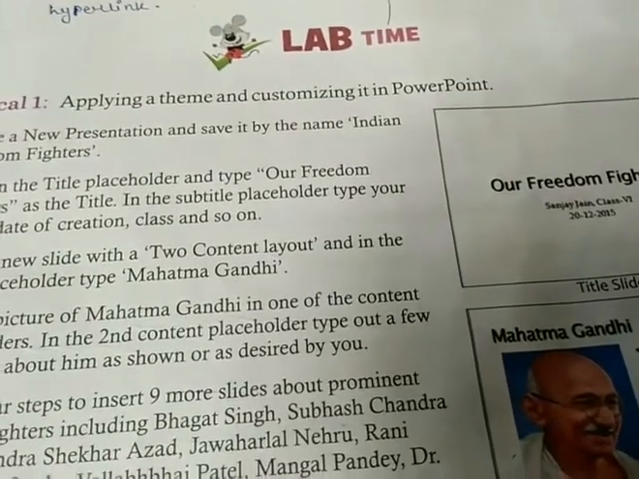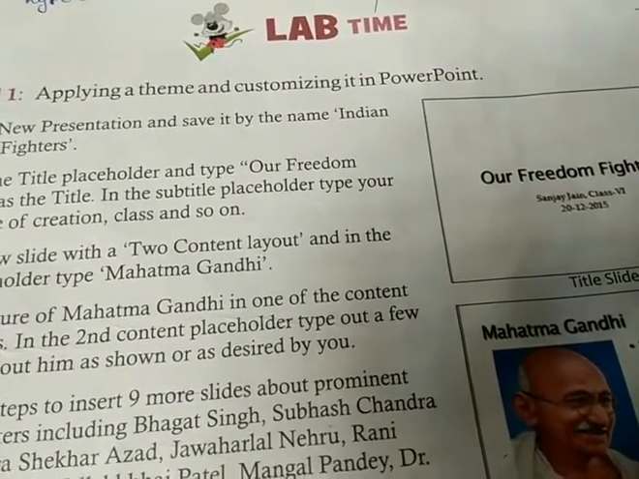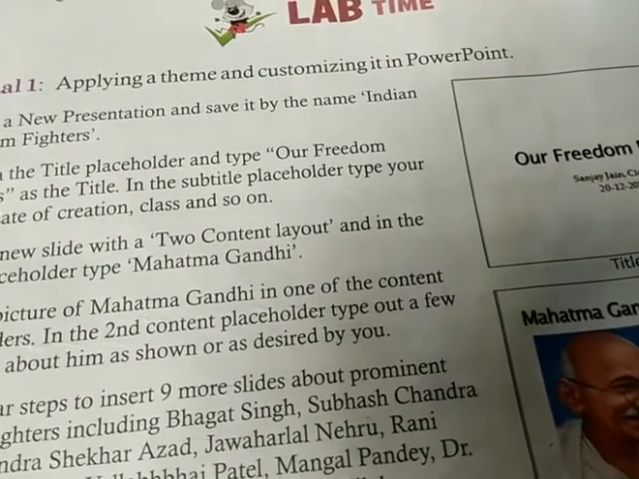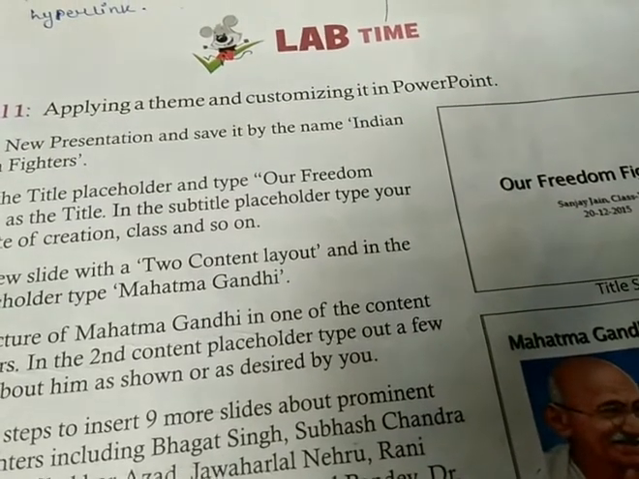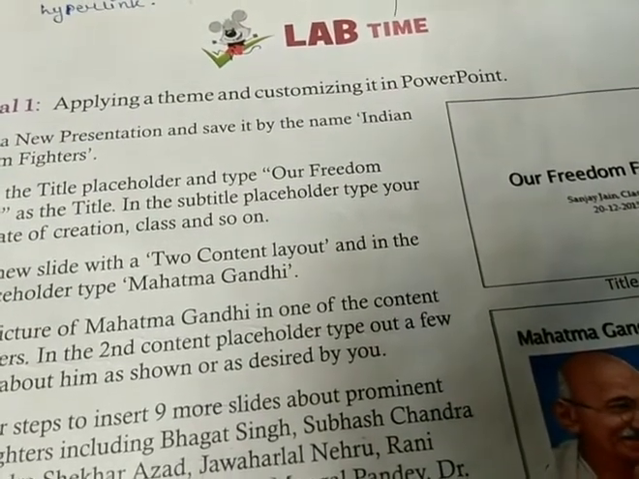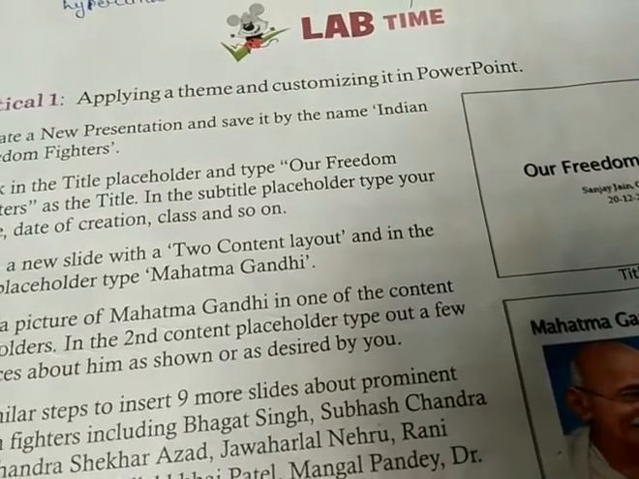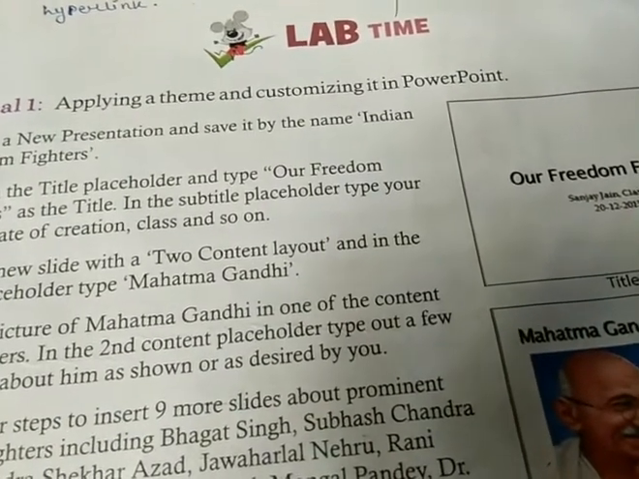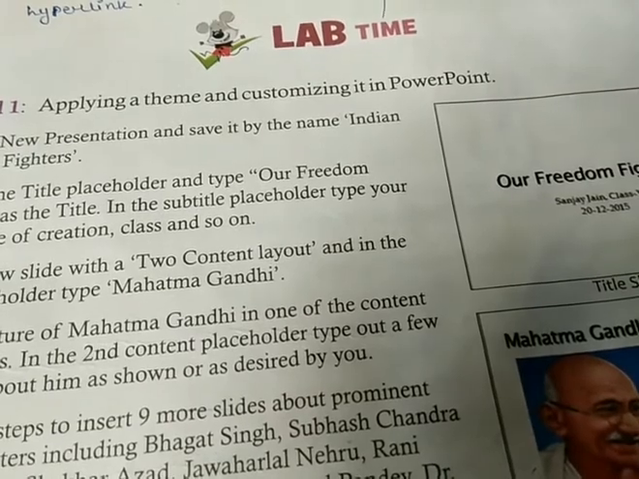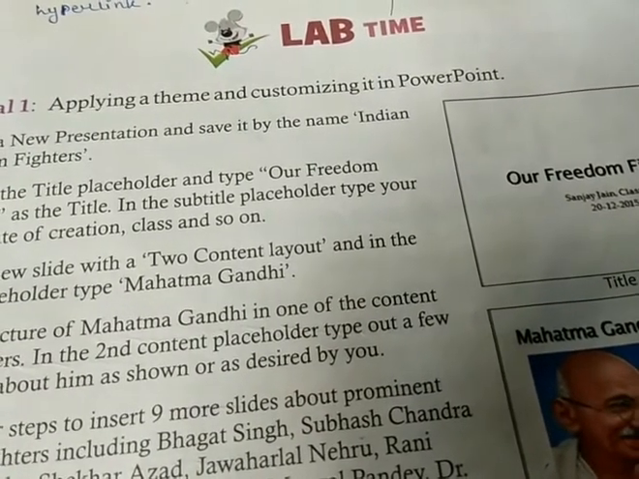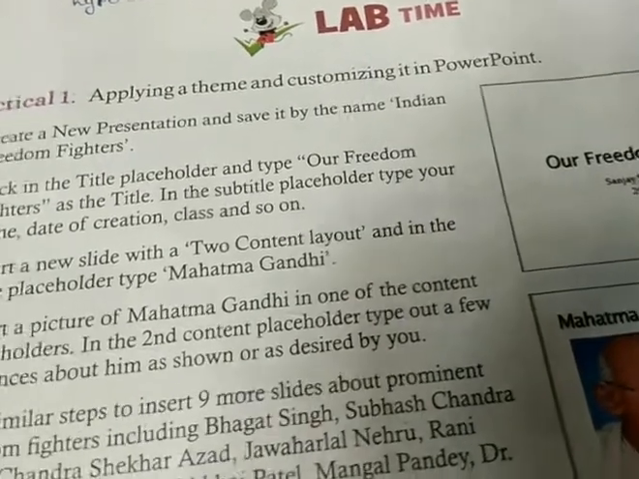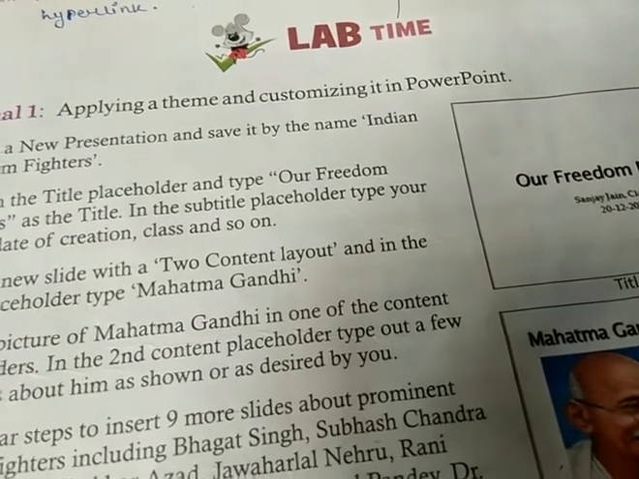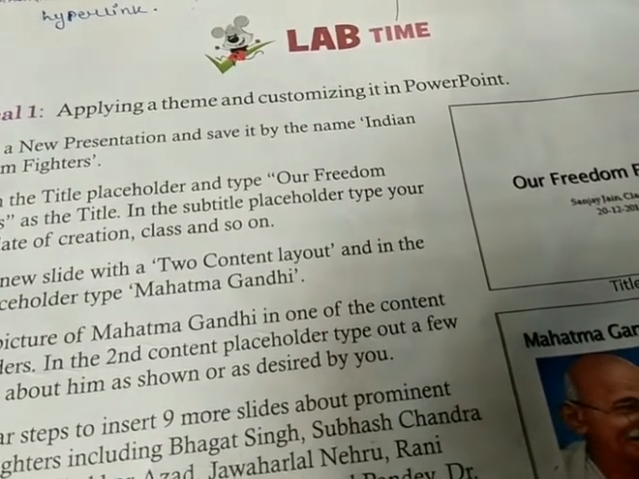Class 6 lab time activity. Practical number 1 is applying a theme and customizing it in PowerPoint. So first step is create a new presentation and save it by the name Indian Freedom Fighters. Second step is click in the title placeholder and type Our Freedom Fighters as the title. In the subtitle placeholder, type your name, date of creation, class, and so on. Third step is insert a new slide with a two content layout, and in the title placeholder type Mahatma Gandhi.